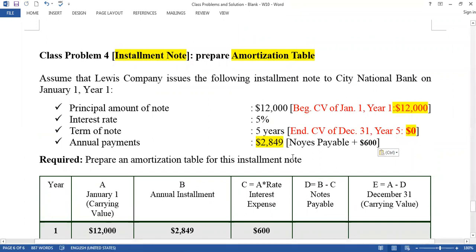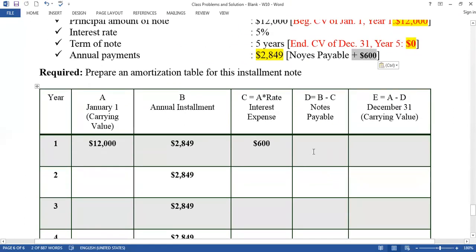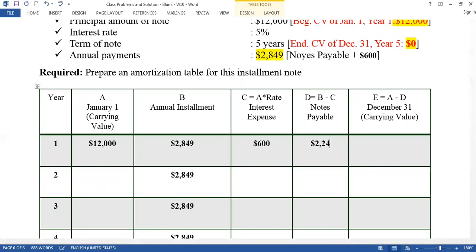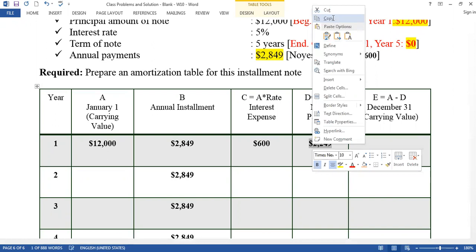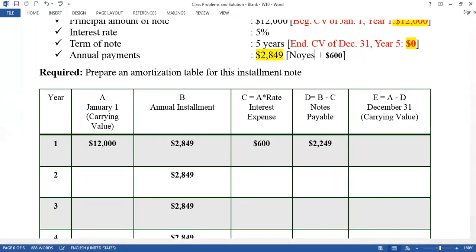So if you know the interest expense and the total amount, you can easily calculate this, right? So this is B minus C. So the difference is $2,249. So this is the amount. If we put this amount here, then the total is $2,849. Okay.